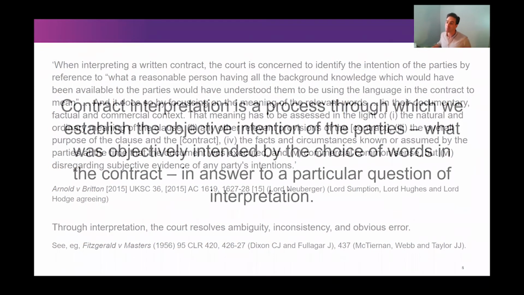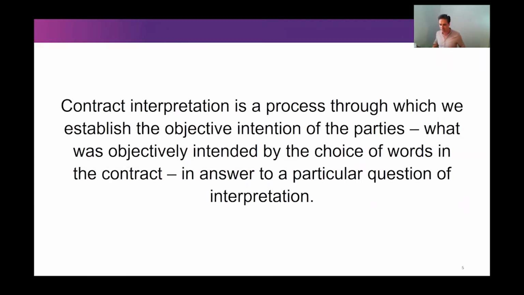And to attempt to summarize the book in quite a long sentence, this is where I reached as a matter of theory. So contract interpretation is a process through which we establish the objective intention of the parties. What was objectively intended by the choice of words in the contract in answer to a particular question of interpretation. So we're trying to figure out what the parties objectively intended by the choice of words in the contract. But we're not simply doing that. We're trying to figure out what they intended by the choice of words in relation to a particular question of interpretation. And that's where you get the ambiguity or inconsistency or apparent error.